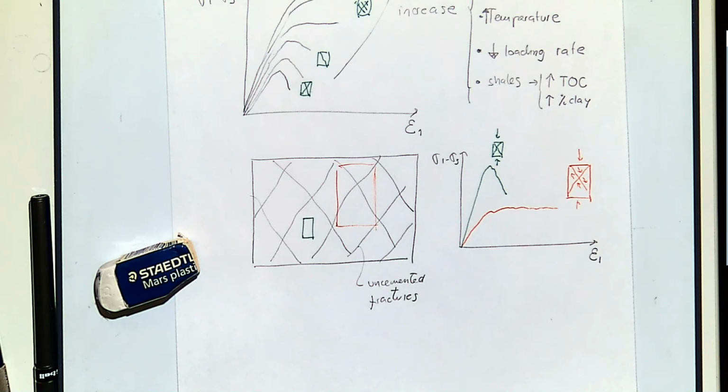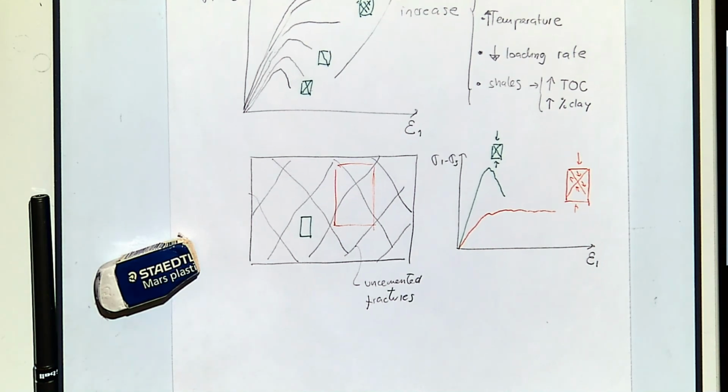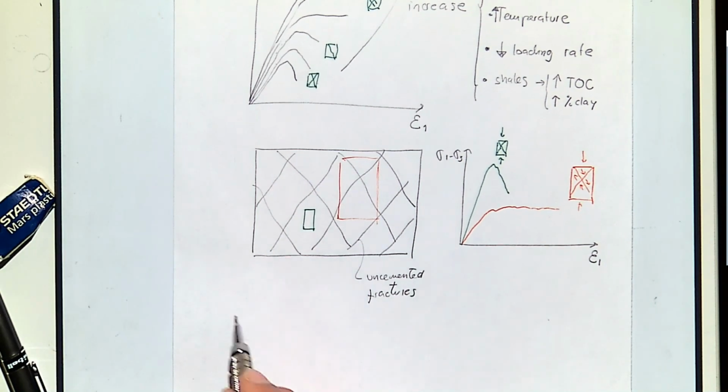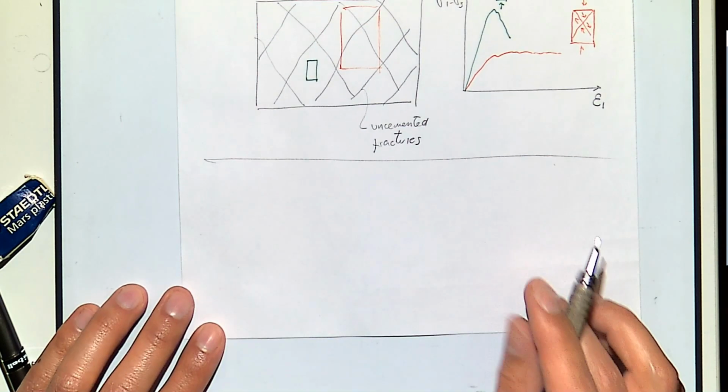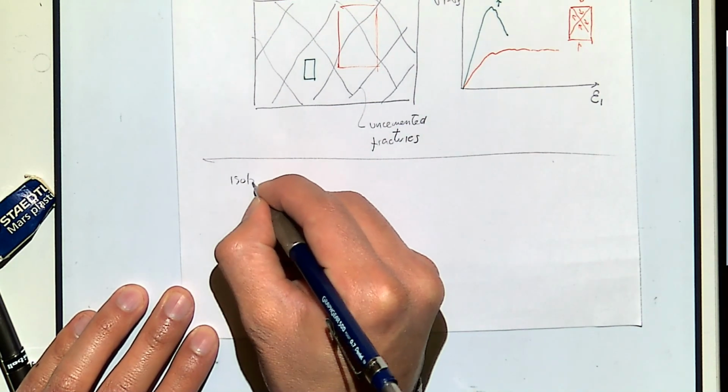Okay, I think that's everything I have for today, and I'm just going to mention very quickly three more things. So we finish with plasticity, okay? So 2 more minutes. We have seen something which is called isotropic hardening.